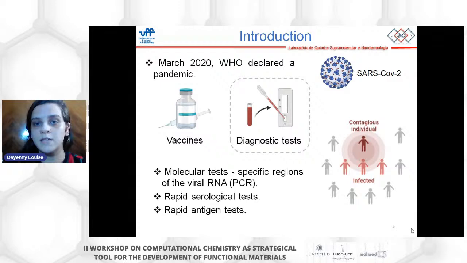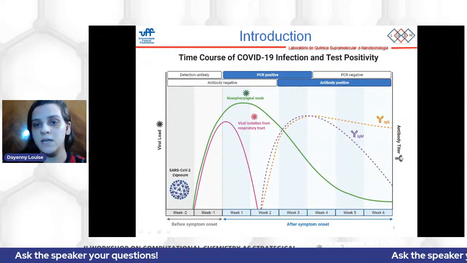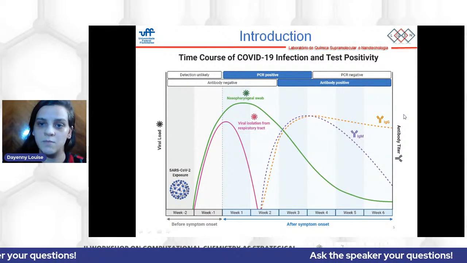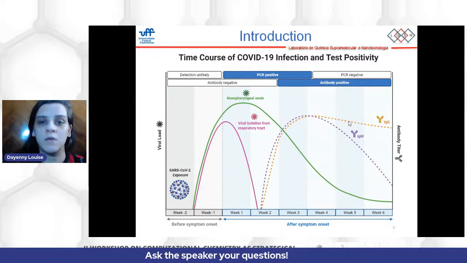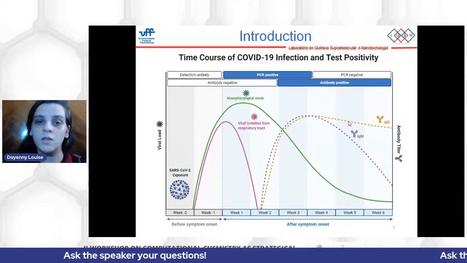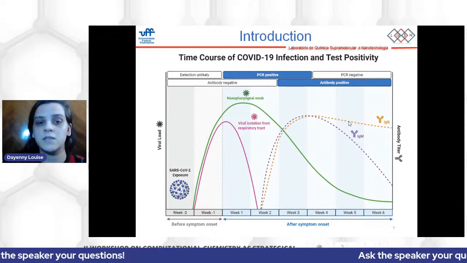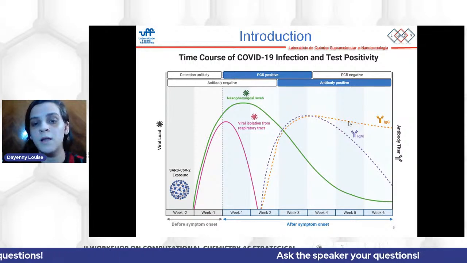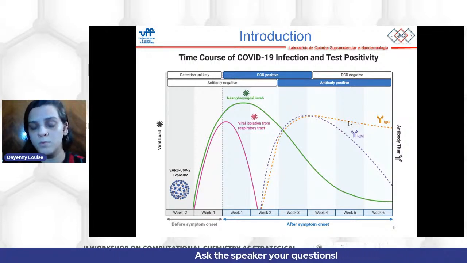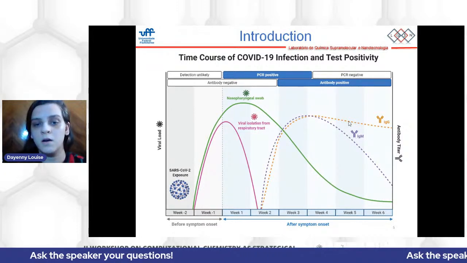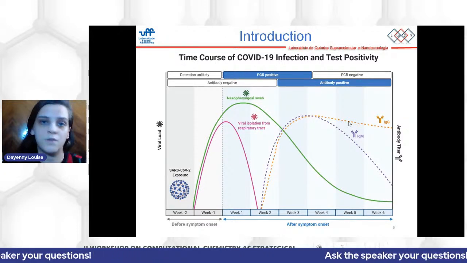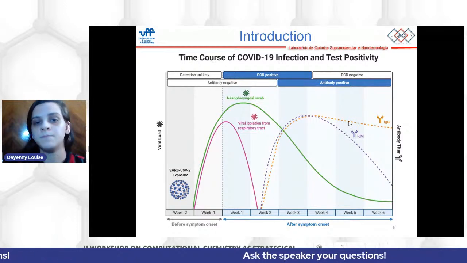The serological test, for example, detects the antibodies, IgG and IgM, in the patient. So this is not a good option for early diagnosis. This only happens after you have an immune response from the patient, so this can take up to 2 weeks after the first exposure to the disease.